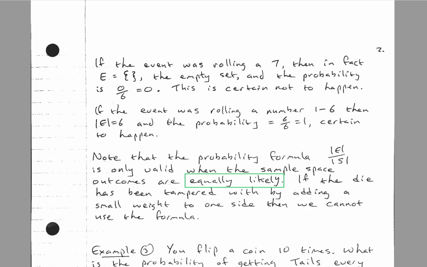And at the other extreme, what's the probability of rolling a number 1 through 6? Well, if the event is rolling a number 1 through 6, there are 6 ways for that to happen. So the probability is 6 over 6, which is 1. So that's certain to happen. You have to get a number 1 through 6 when you roll a die.